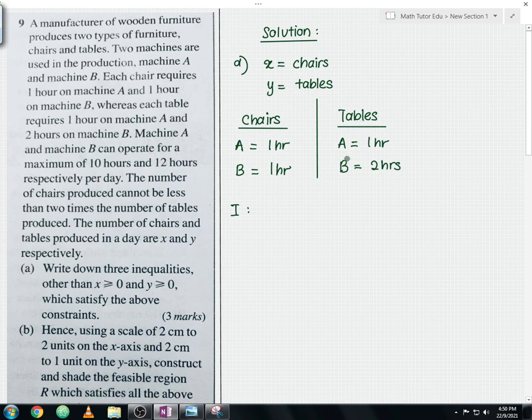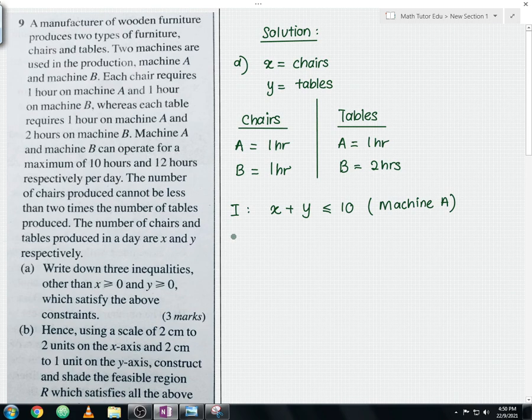So from here, what you're going to do is X hours of chairs, plus Y hours of tables. It should be less than or equal to 10 hours. So this will be your first constraint, and I write in the bracket here machine A. So this is your constraint for machine A.